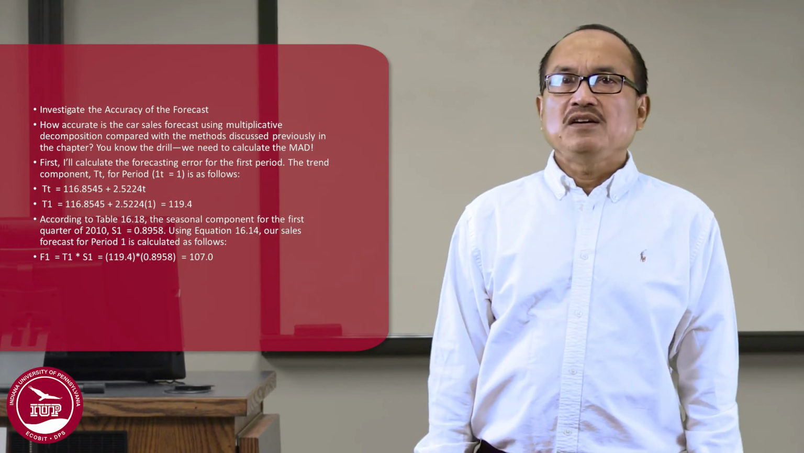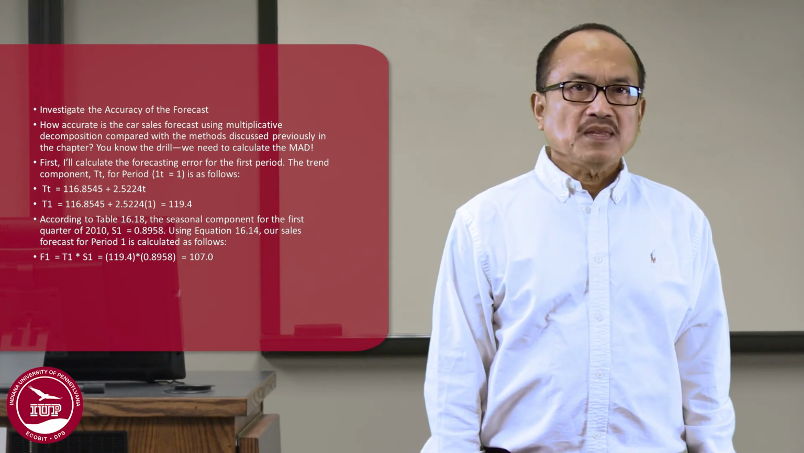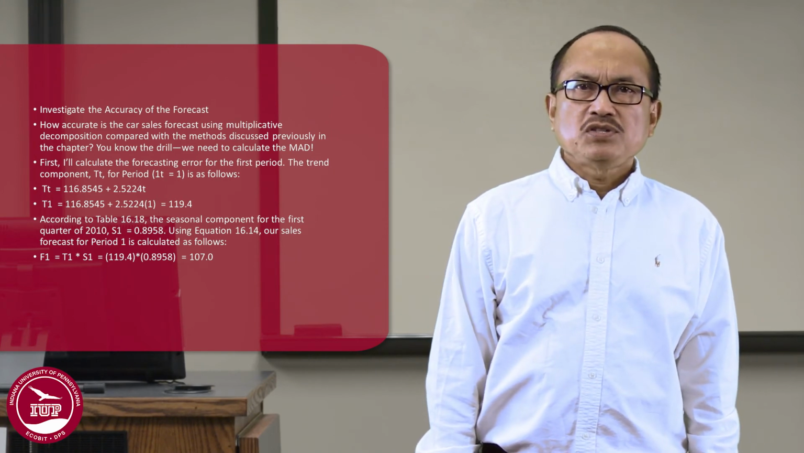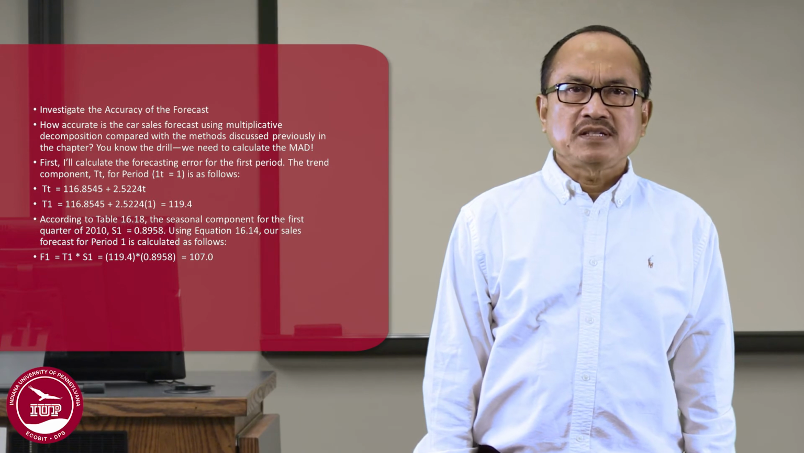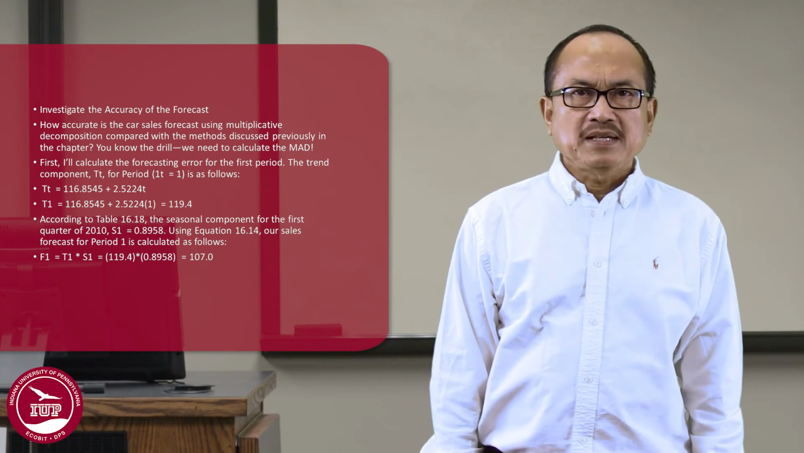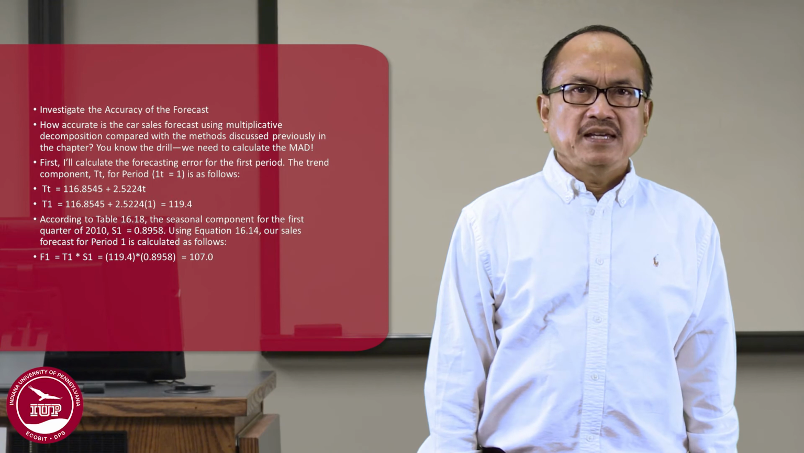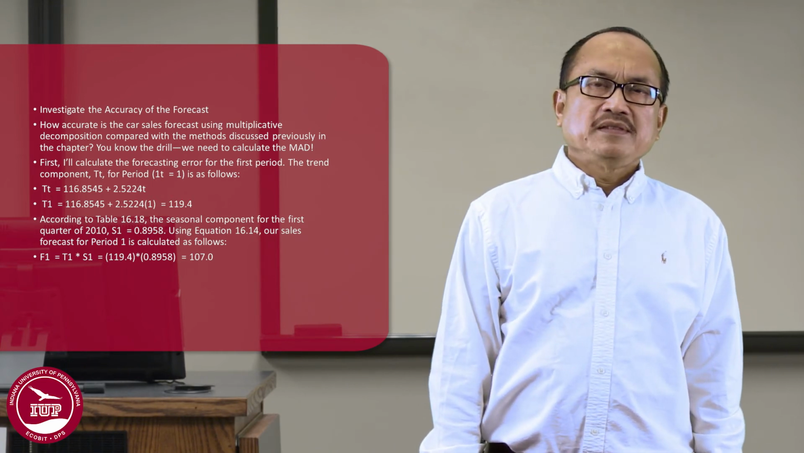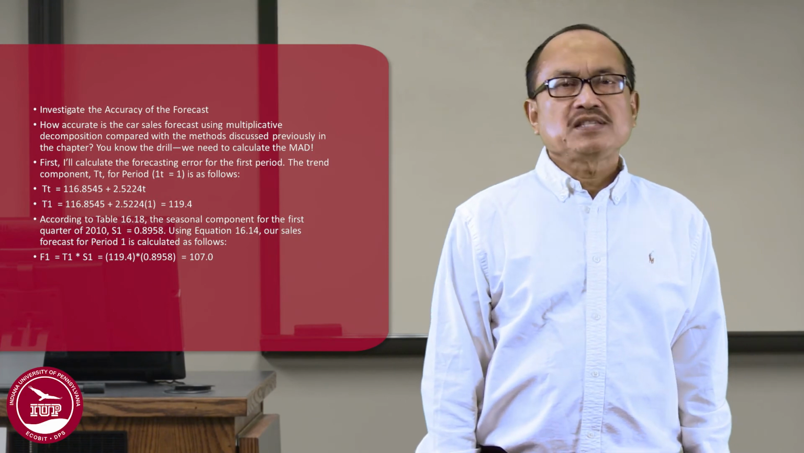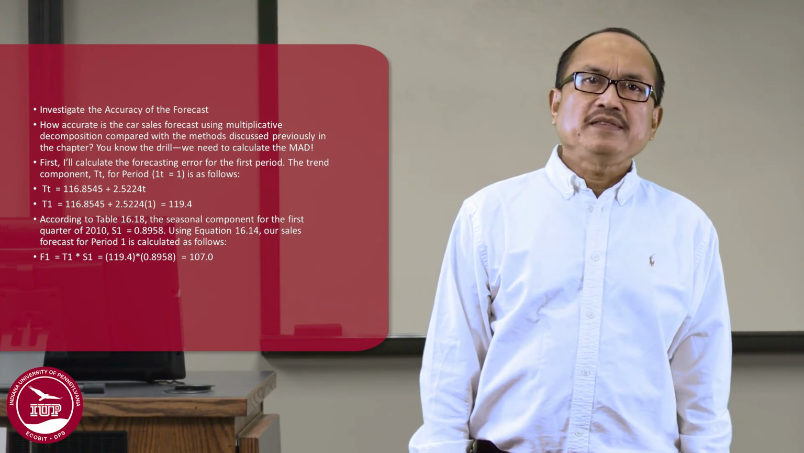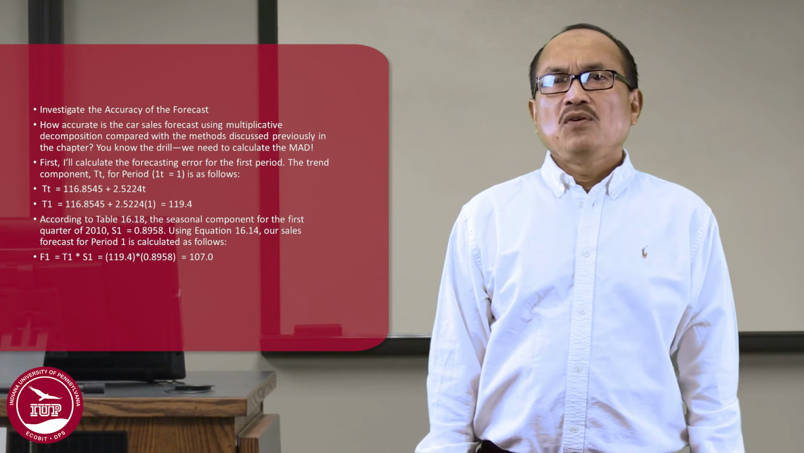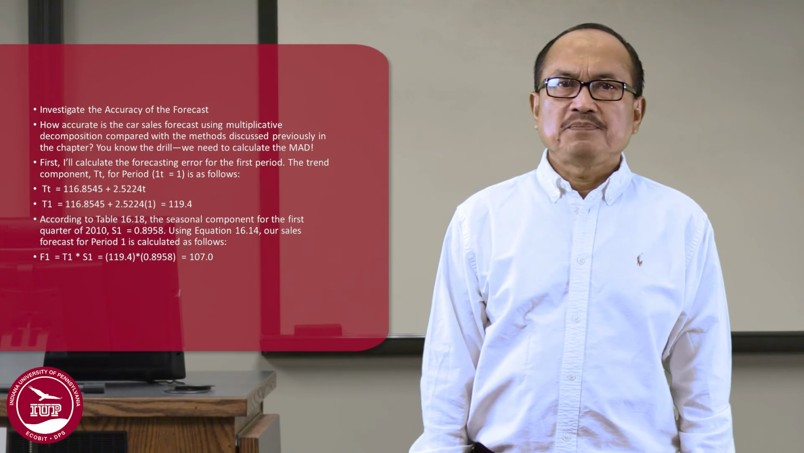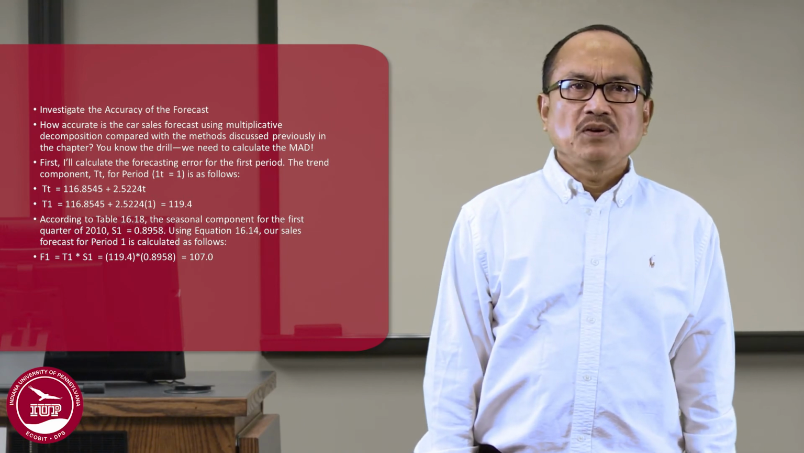Investigate the accuracy of the forecast. How accurate is the car sales forecast using multiplicative decomposition compared with the methods discussed previously in the chapter? We need to calculate the MAD. First, I will calculate the forecasting error for the first period. The trend component TT for period 1 is as follows.